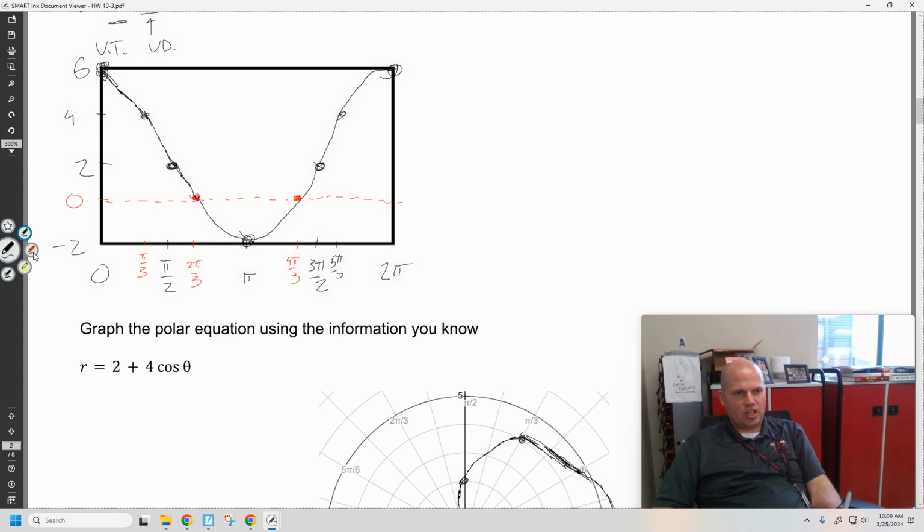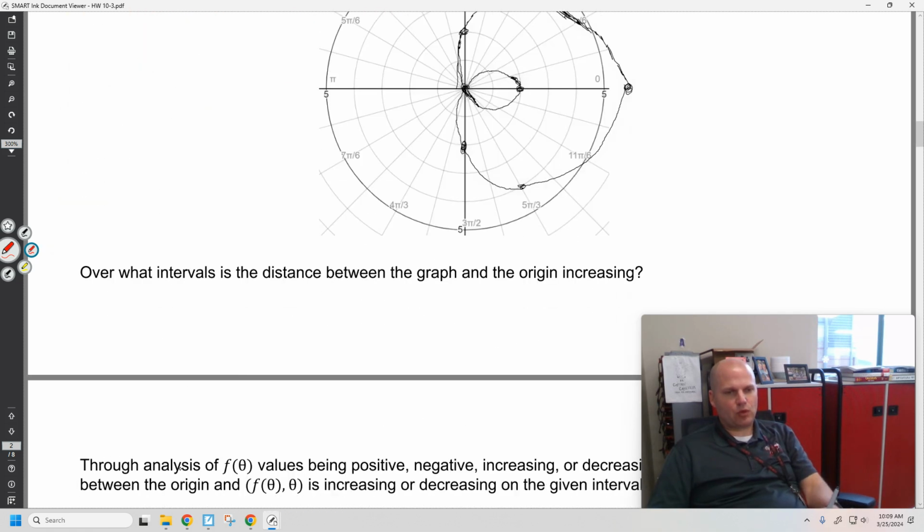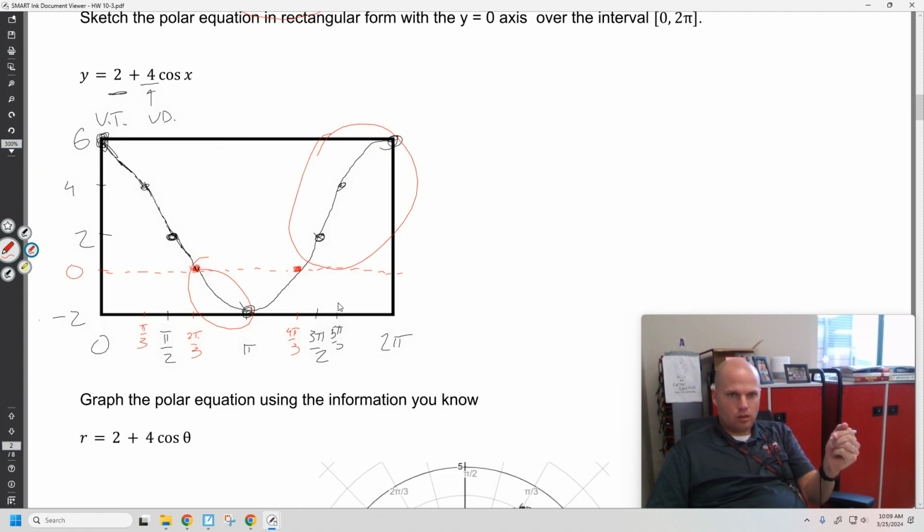The distance is increasing here when it's positive and increasing, but also here when it's negative and decreasing, when it's getting further away from 0. So 2 pi over 3 to pi, as well as 4 pi over 3 to 2 pi.